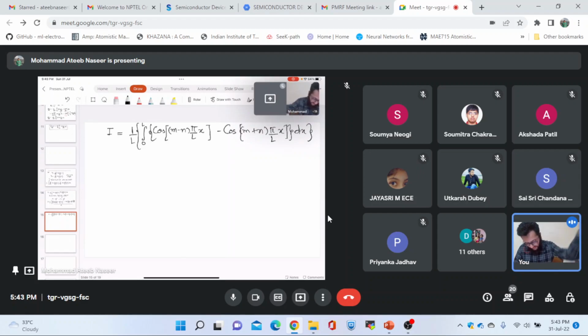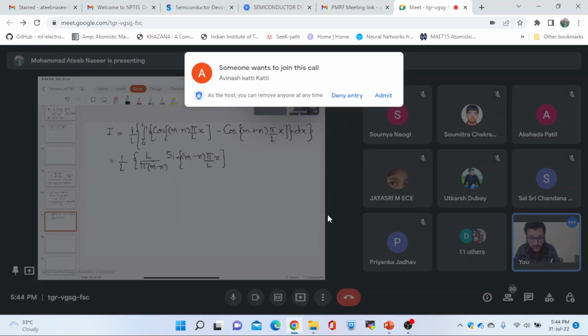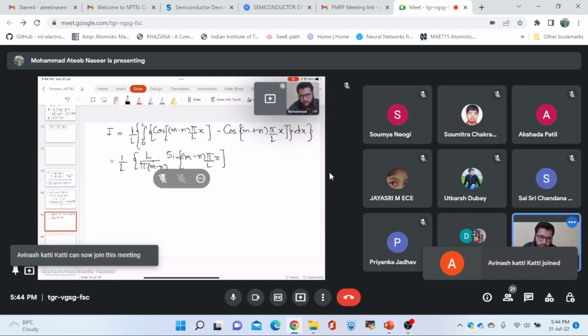and now we have seen that this expression reduced in terms of cos only. Now we can simply evaluate this integral, and we know that cos can be written like this. Since this is cos, it will be sine of (m minus n) pi by L x, and this will come in the denominator, pi times (m minus n) over L. Simple. It's that simple. And this will have the limits between 0 to L.